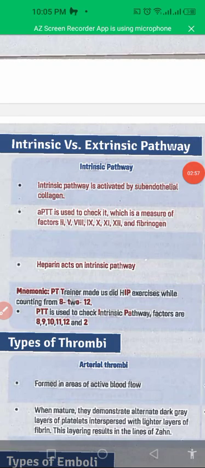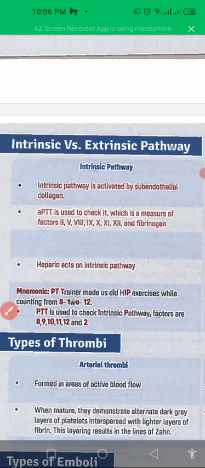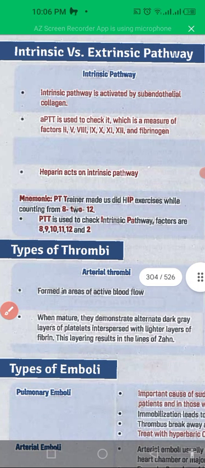As we can see, the intrinsic pathway is activated by the endothelial collagen, and then heparin acts on the intrinsic pathway, and PTT is used for the intrinsic pathway. Factors 8, 9, 10, 11, and 12 are used for the intrinsic pathway. The mnemonic is 8 to 12: 8, 9, 10, 11, and 12 are in the intrinsic pathway.